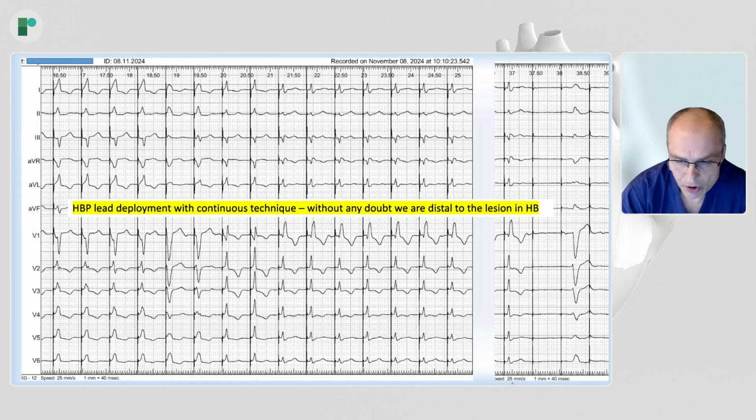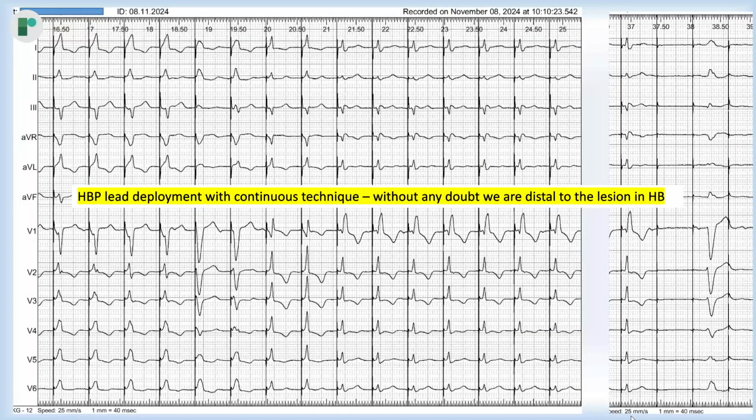Okay, so we deploy the lead, and I always do it with continuous pacing, not only for the left bundle, but for the His bundle as well. So this is what we see. You see here on the left, it starts with a broad septal QRS. Then suddenly we have a narrow QRS. This is the moment when the lead activated the His bundle, and then it changes into a selective QRS.